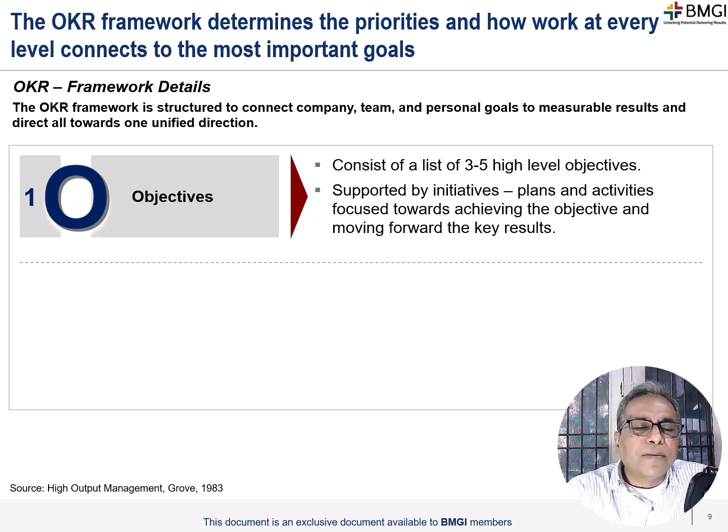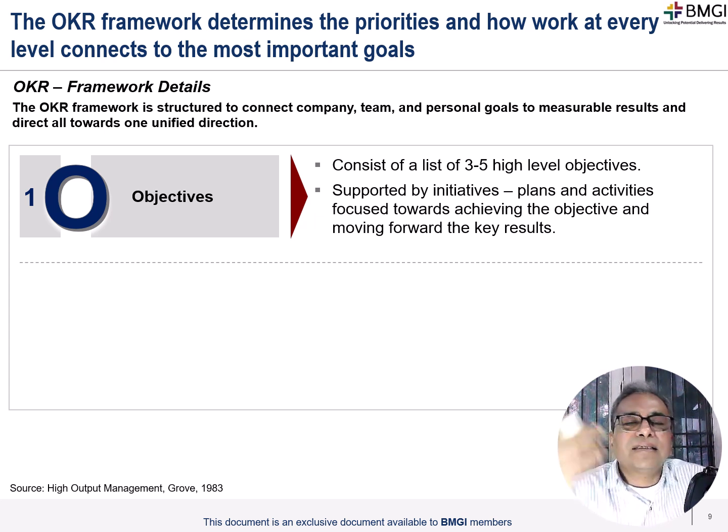Some of the rules that we use here: essentially, you have at least 3 to 5 high-level objectives, which the framework has. It is supported by initiatives, plans, and activities towards achieving the objective. So achieving the objective, but also measuring the results on the way, because I can't have an objective without a result. So that's important for us to look at in the framework.